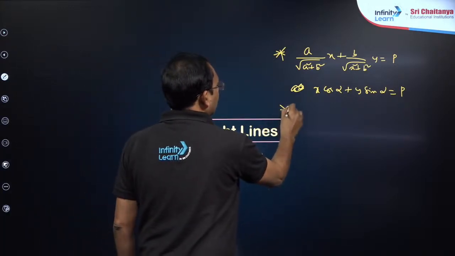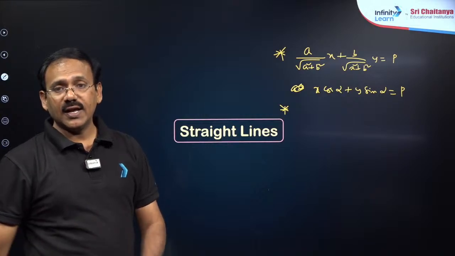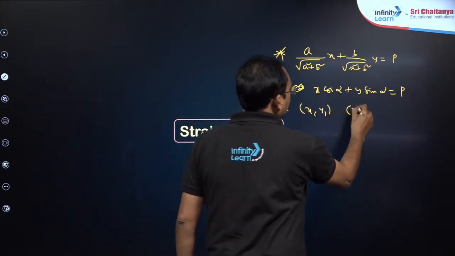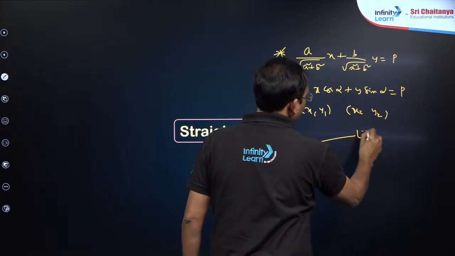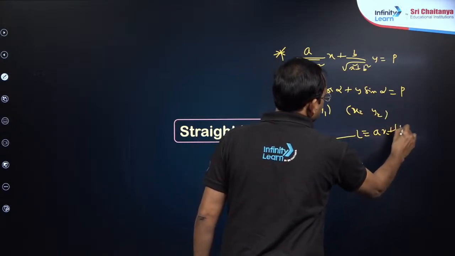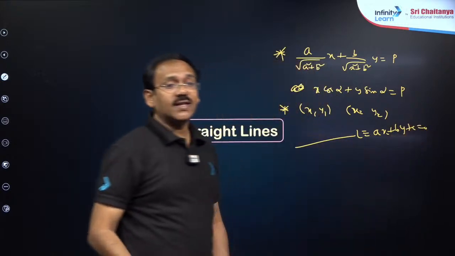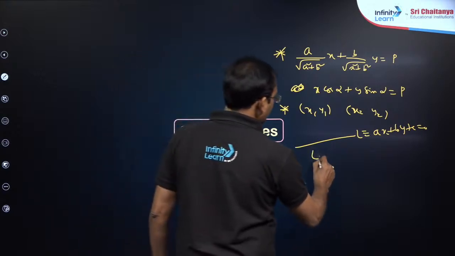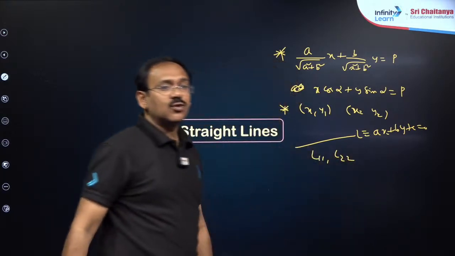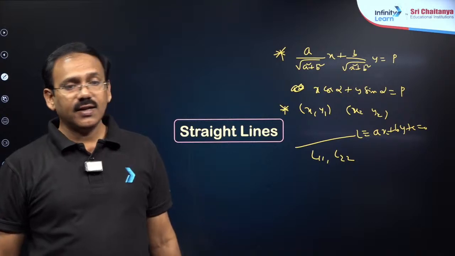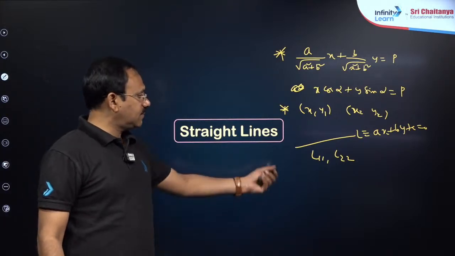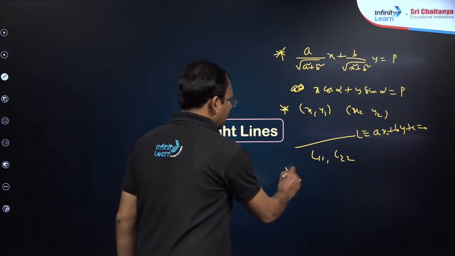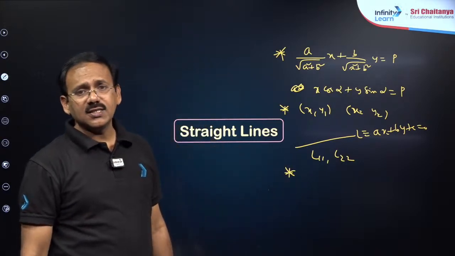Next, after this, position of a point with respect to a line. If you are given 2 points, say (x1, y1) and (x2, y2), and a line L like ax + by + c = 0, how do you check whether those 2 points lie on the same side or on either side? Simply check L11 and L22. If these two have the same sign, the 2 points lie on the same side, and if they have different signs, they lie on either side. That is one point.